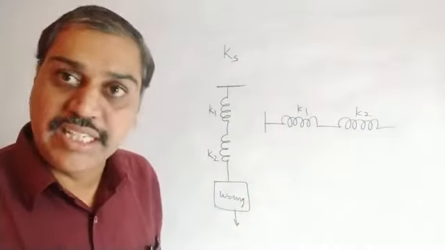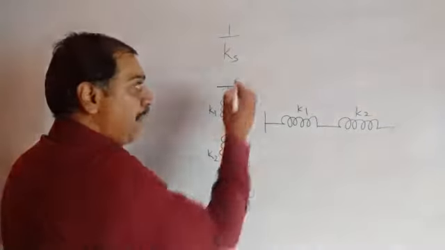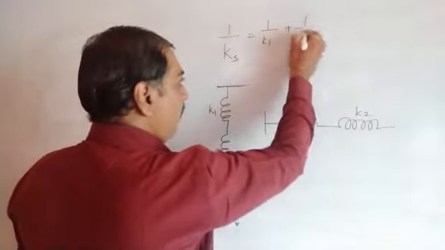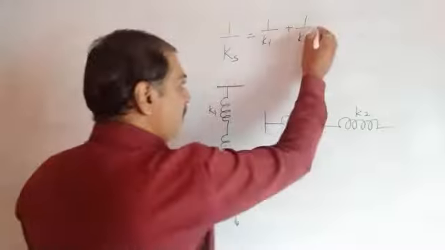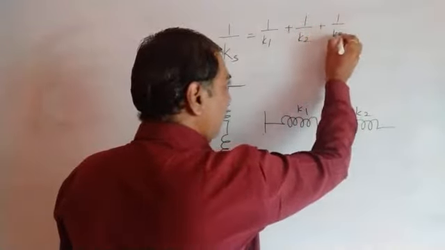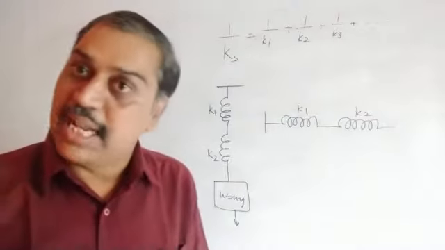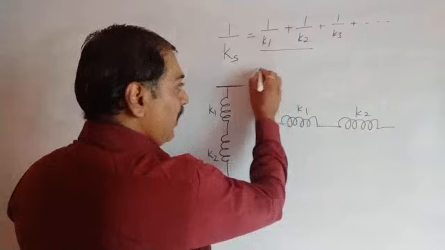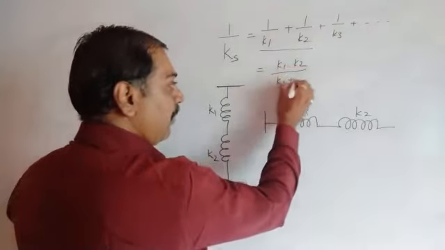Resultant spring constant in series combination is equal to, that can be written as 1 by Ks equal to 1 by K1 plus 1 by K2 for two springs. If there are n number of springs, plus 1 by K3 plus so on up to n number of springs, that we can just write down like this. If two springs are there, we can solve this part only. We can write this as K1 into K2 divided by K1 plus K2.